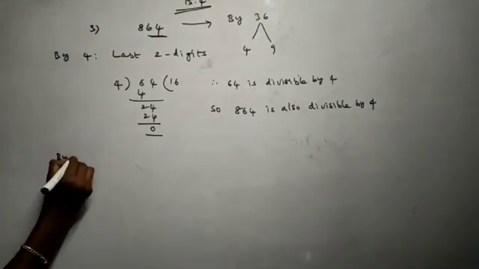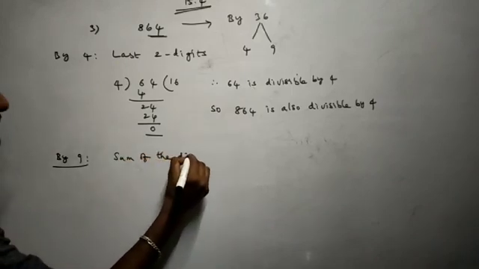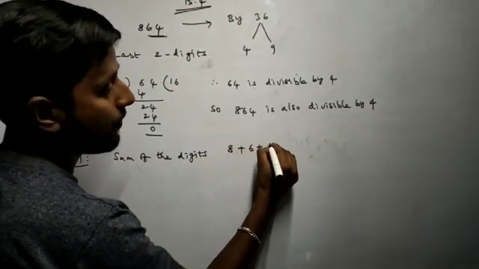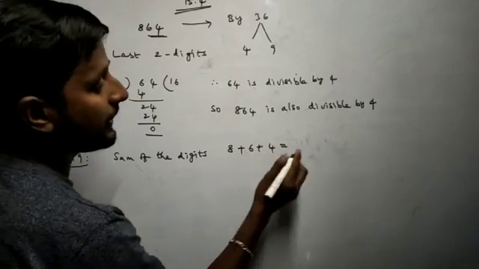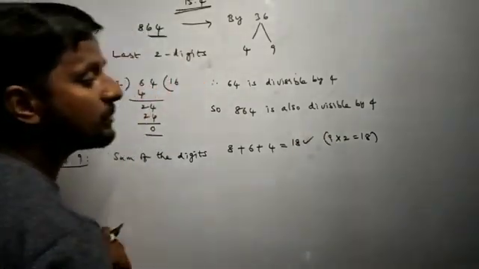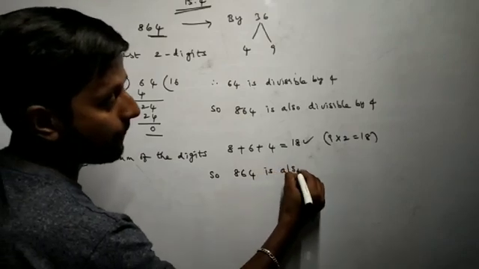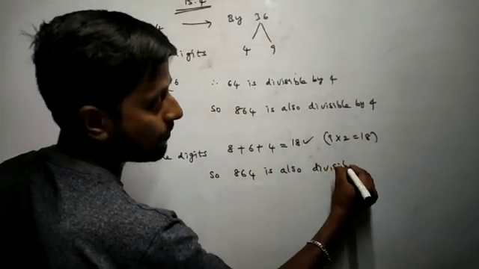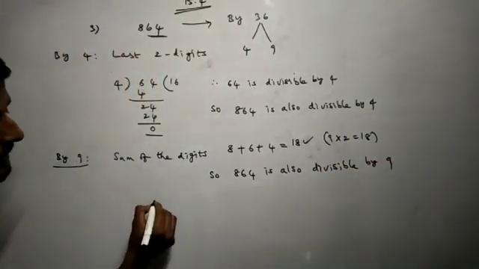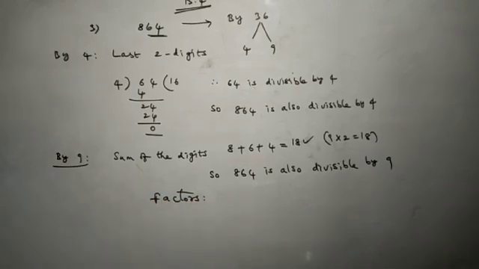Now by 9, divisibility rule, sum of the digits, right? Now write down 8 plus 6 plus 4. Yeah, 4 plus 6 is 10, 10 plus 8 is 18. But we know it's the 9 table, 9 2s are 18. So 18 is divisible by 9. So 864 is also divisible by 9. Yeah, 9. Then what is being asked? It is asking us to check with the factors also. Right? Factors. We'll see.